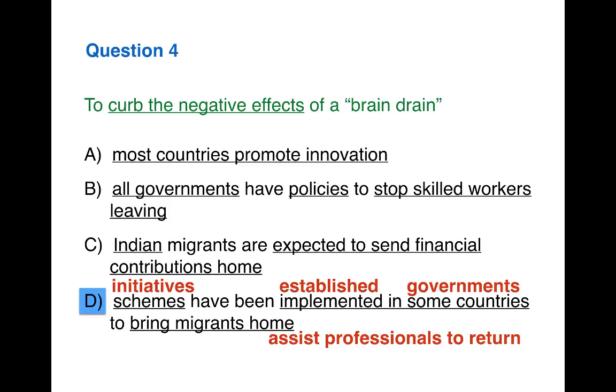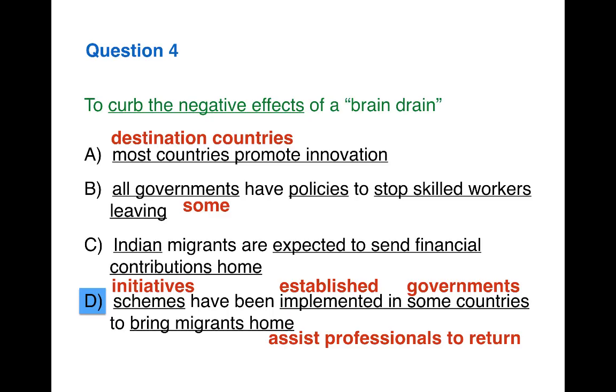Let's quickly check why the others are wrong. A, most countries promote innovation. No, it says the destination countries' innovation is promoted there, the countries that people are moving to, but it doesn't say most countries in the world, it's just the destination countries. B, all governments have policies to stop skilled workers leaving. No, it said just some governments do.